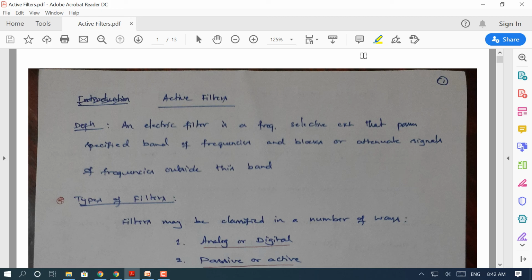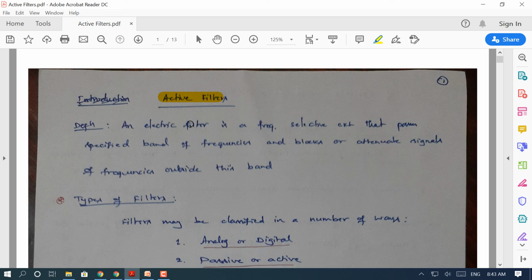Today's class we are going to discuss an important topic that belongs to module 5 called active filters. Let me define what an active filter is. Later on we can discuss the types of active filters, how to design the filter, and where we can use the filters, I mean the applications of filters. All those things we are going to discuss in today's class. So, the definition of a filter.